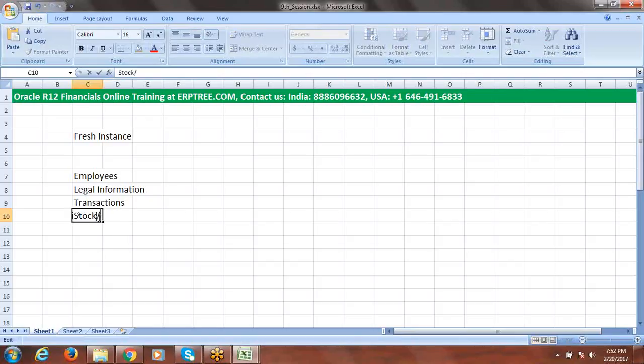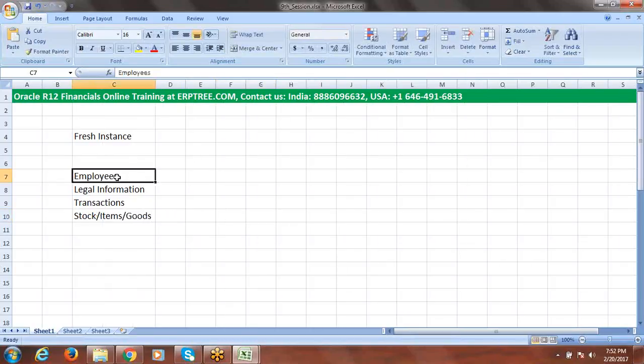Let's say items or goods, whatever. So primarily, we have to maintain employee information for each company, and their company registration information. Along with that, a very important piece is the day-to-day business transactions and their stock within their warehouse. What stock they have, that information also we have to maintain in the system.